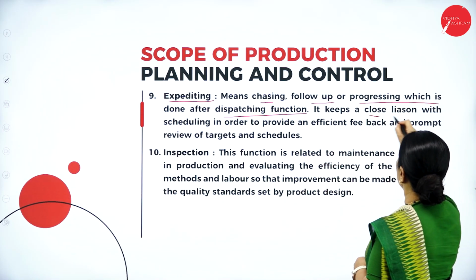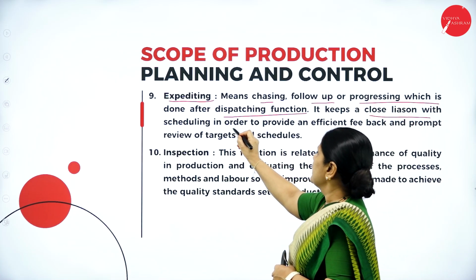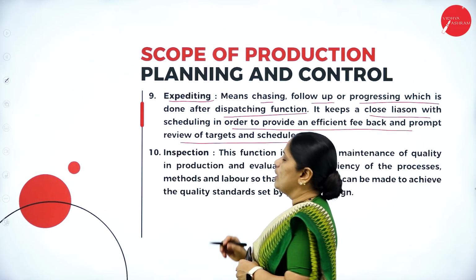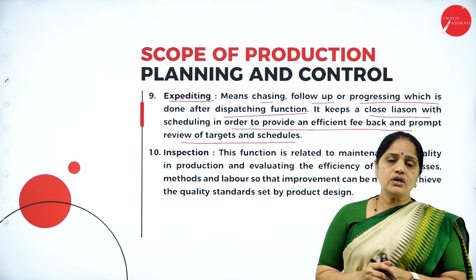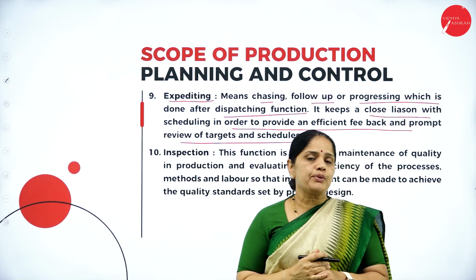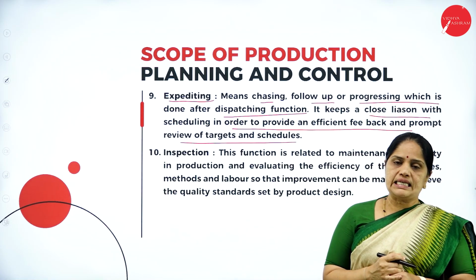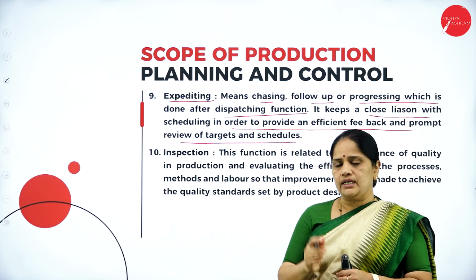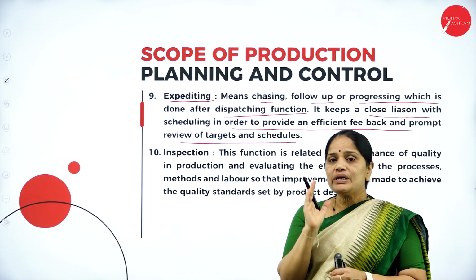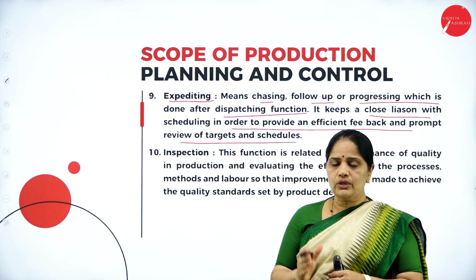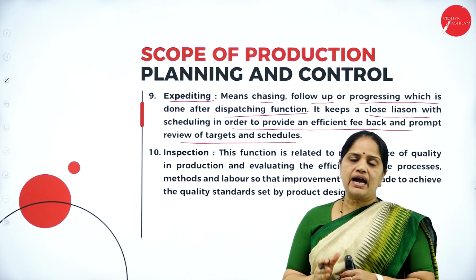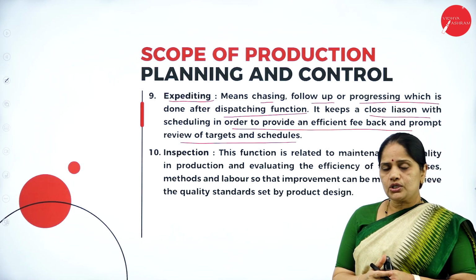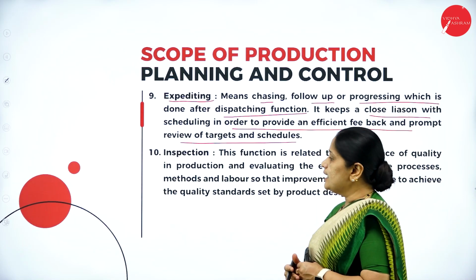It keeps a close liaison with the scheduling in order to provide efficient feedback and prompt review of targets and schedules. With the help of this expediting process, we will be able to see that there is close monitoring of the production activity. We have to check whether it is going as per the schedule and as per the routing we have planned. If there is any deviation, it should be brought to the notice of the supervisor involved.